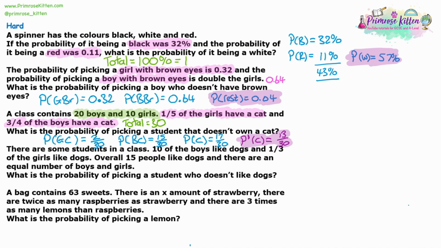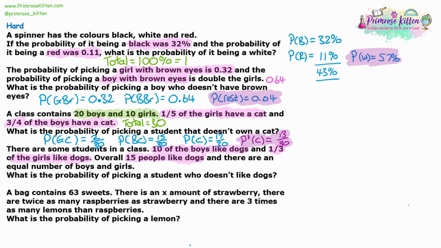So we have 10 boys like dogs, a third of the girls like dogs, 15 people like dogs, and there's an equal number of girls and boys. Okay, so we don't have a straightforward total there. It's quite a complicated question. Let's pick out the numbers we have. 10 of the boys like dogs. A third of the girls like dogs. 15 people like dogs. And I'm going to stop there because I spotted something.